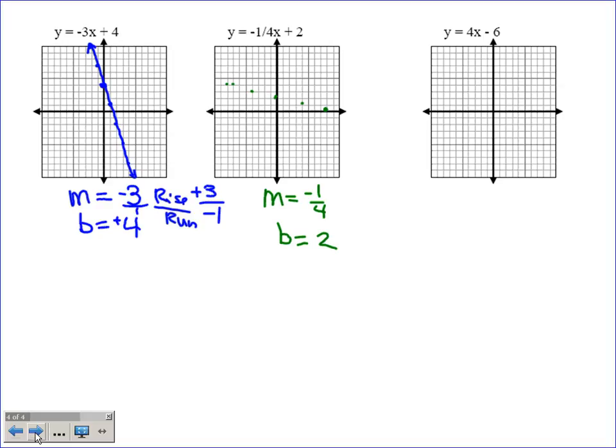So then we just have to draw the line. Good luck with this one. Okay, I'll draw it for you. You draw the line right through there, something like that. Make sure it goes to the edges and make sure there's arrows on the end. Are we okay with this? Okay. Sam, I want you to help me with the last one.